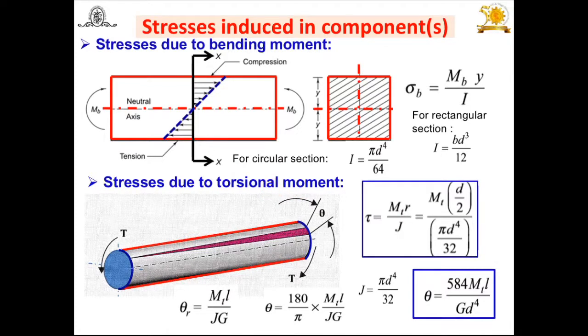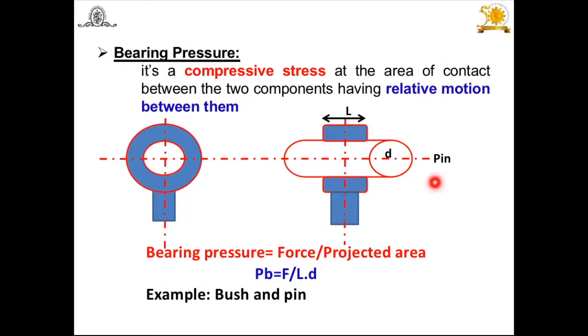Try to understand. Then the next term, another stress associated with machine design, is bearing pressure. Bearing pressure is also a localized compressive stress, which you will find at the area of contact between two components. But when do we say this compressive stress is a bearing pressure? When there is relative motion between the two components. Look at this: this is the pin and this is the bracket. If there is relative motion between this pin and this bracket, you can say bearing pressure gets induced in it.